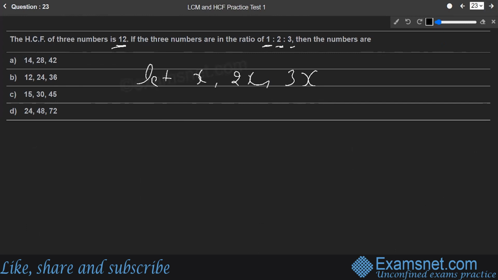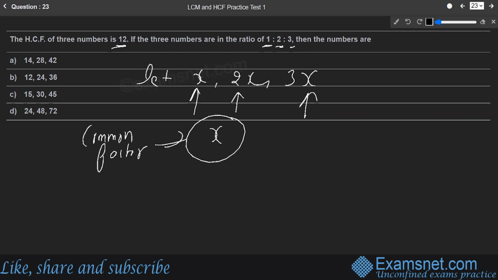They said HCF of the three numbers is 12. So the highest common factor of these numbers is 12. But if you see these numbers X, 2X and 3X, what is the common factor? The common factor is just X. Common factor of X, 2X and 3X is nothing but X. And they say the highest common factor is 12. So clearly X is nothing but 12 only.